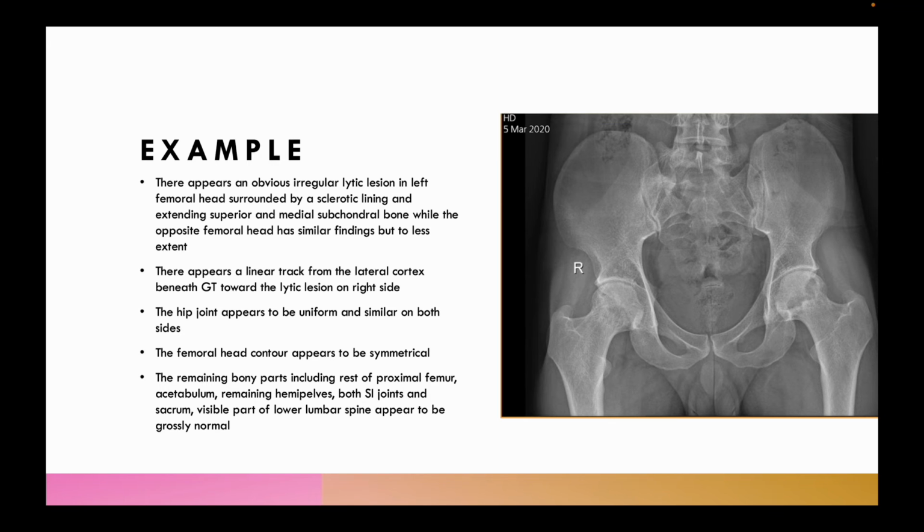The remaining parts, including the rest of proximal femur, acetabulum, remaining hemipelvis, both SI joints and sacrum, and visualized part of the lower lumbar spine appear to be grossly normal. So you just comment upon the remaining parts, or you can quicken it up by just saying the remaining bony parts appear to be normal.